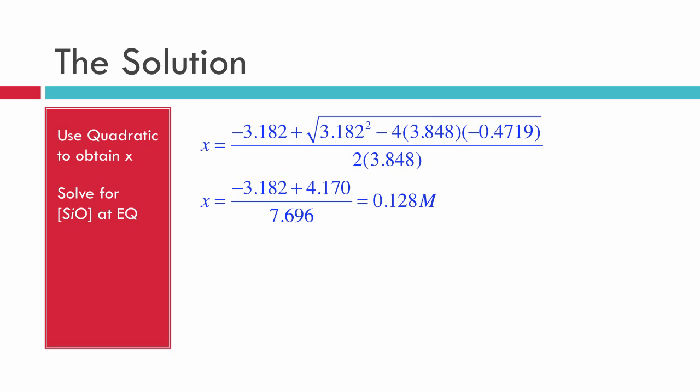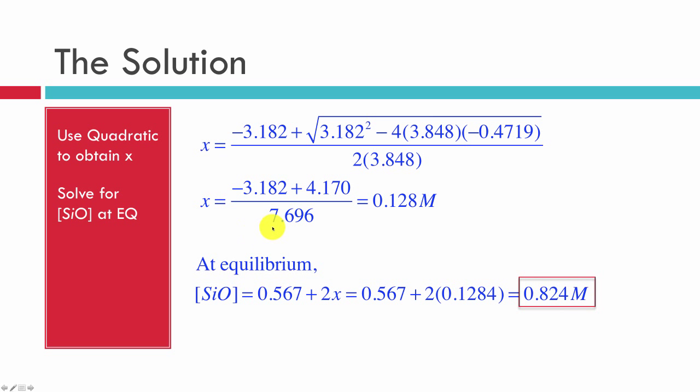Now, a lot of people think that's where the problem ends, but the question asked us to solve for the concentration of silicon monoxide. And that's not x. X is the change in the oxygen concentration. So we need to go back to the expression for the equilibrium concentration of silicon monoxide, which is 0.567 plus 2x. Plug in our x, and we get 0.824. So there you have it. That's how you solve an equilibrium problem.